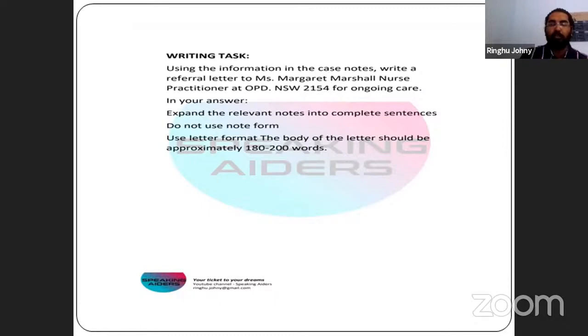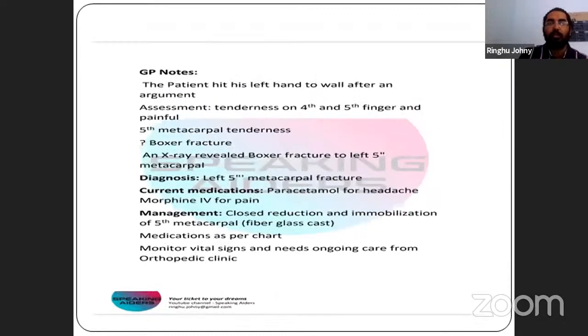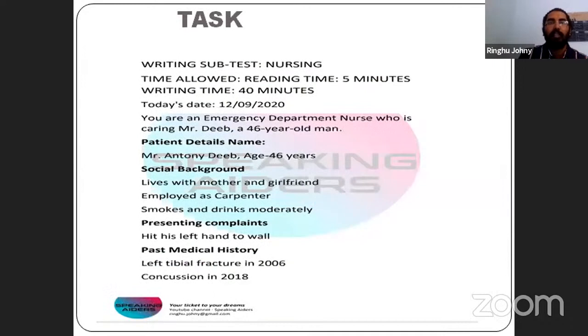What is your role? Where can we find it? We must go to the top of the letter, right? You are an emergency department nurse. So your role is you are an emergency department nurse. Next, what's the purpose of the letter?